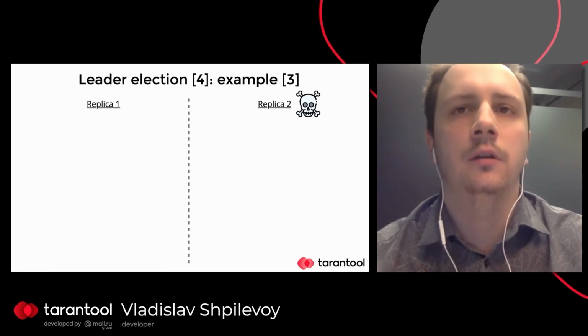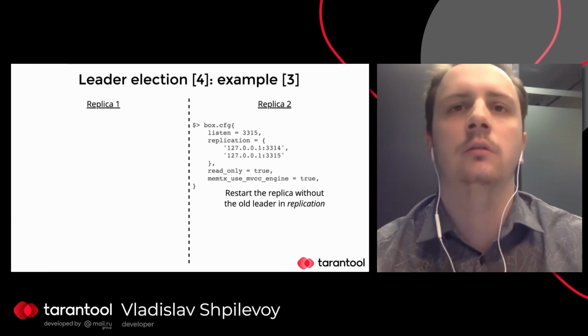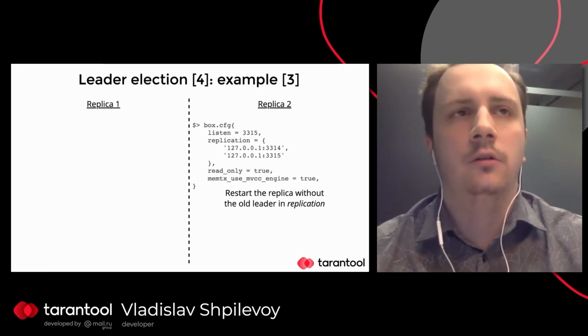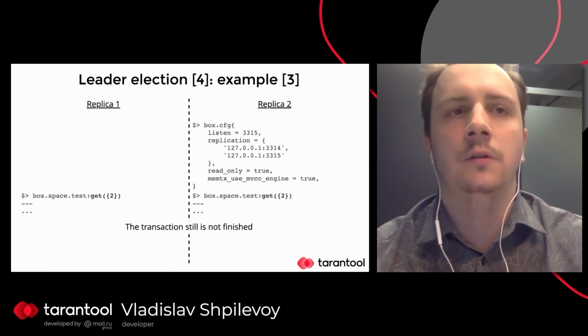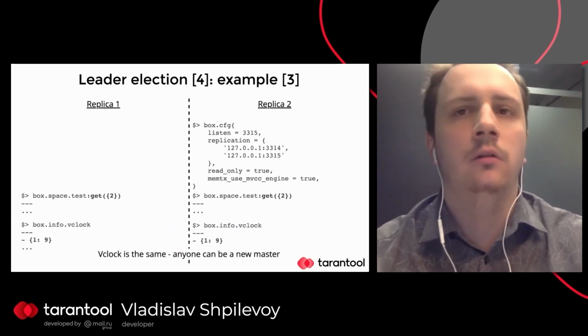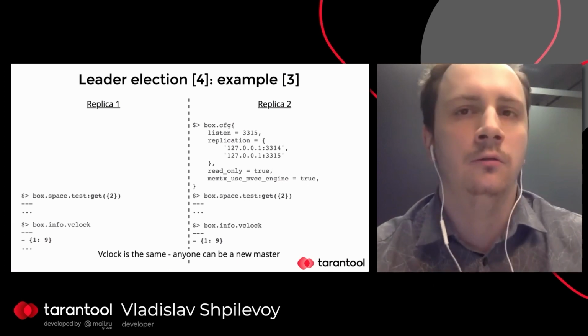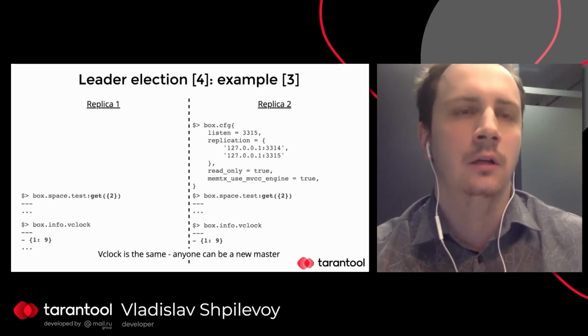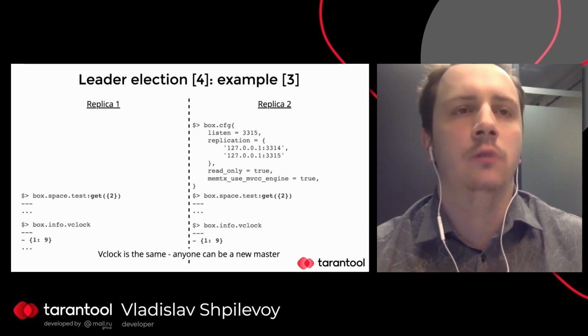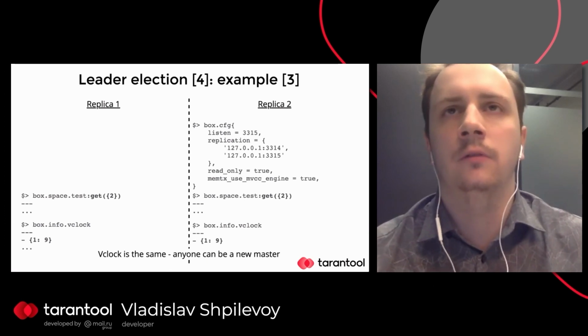Then I restart the killed replica without the old leader in the config, because it's not needed anymore here. Then I check the transaction still is not committed. I don't see the changes. I want to elect a new leader, so I get the vclocks. They are equal, so I can make any of them the new leader. Note that the restarted replica also has this uncommitted transaction, even though it wasn't alive when the transaction was created, because after restart, it downloaded it from the alive replica. This is why the vclocks are equal.